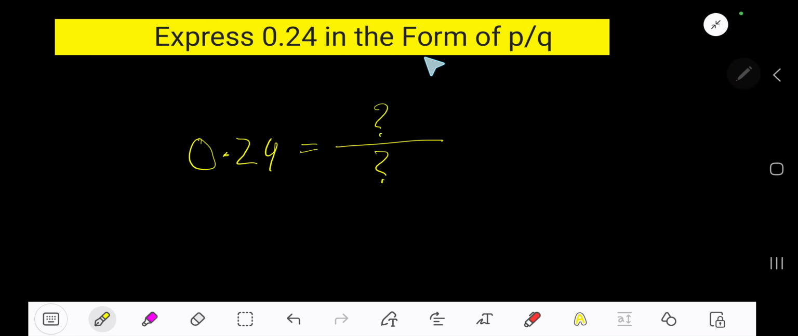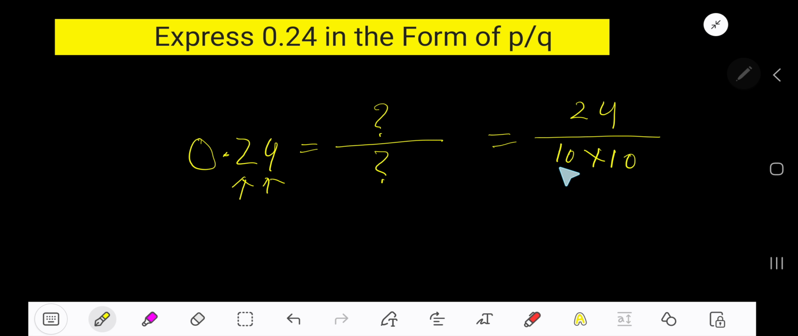Express 0.24 in the form of p by q, so we need a numerator and a denominator. For the numerator, just ignore the decimal and write the number you are getting, and for the denominator, for every digit you have to consider 10 as a multiplication. After the decimal, we have two digits, so we have written 10 twice, and between them we have placed a multiplication sign.